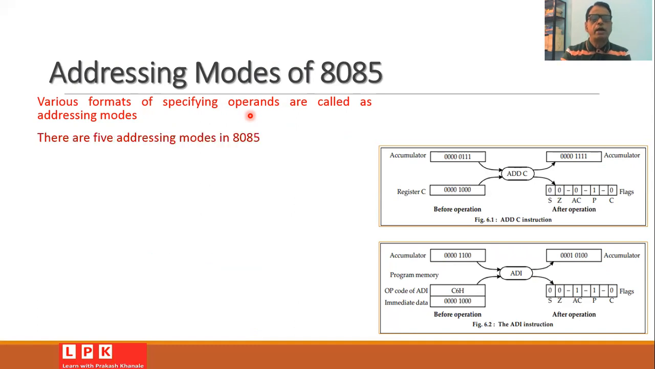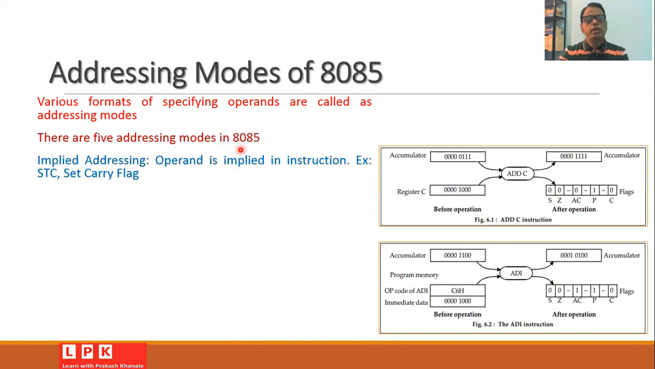So there are 5 addressing modes in 8085. The first addressing mode is called the implied addressing mode, where the operand is implied in the instruction itself. Say for example, when we write the instruction such as STC, that is set the carry flag, then one can easily observe that the operand, that is the carry flag, is mentioned in the instruction itself.